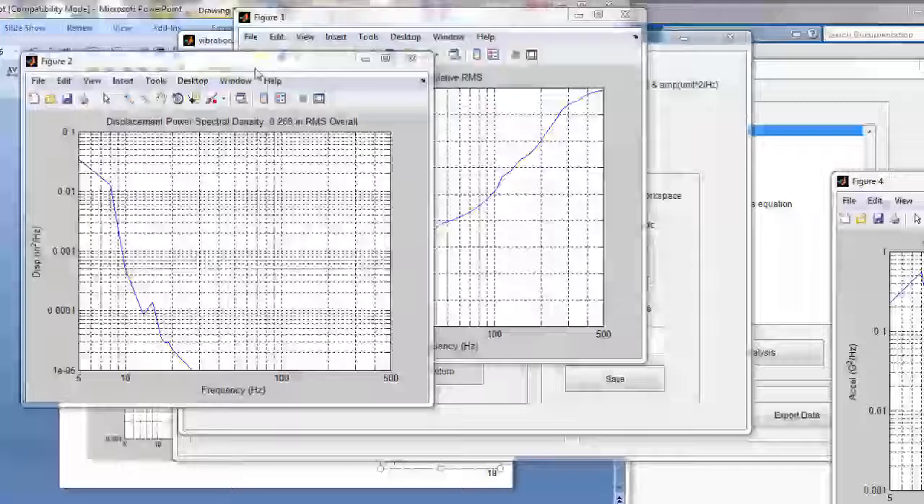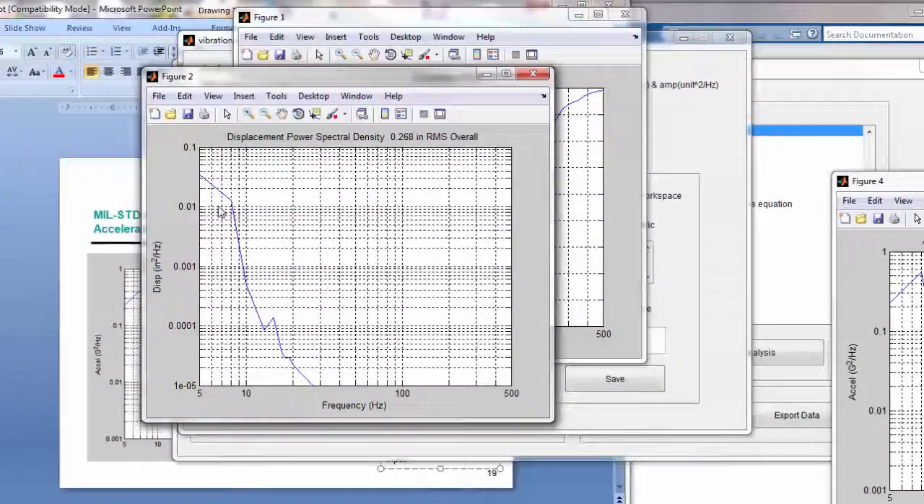Then we go to displacement, and we get even more of an emphasis of the low frequency energy and even more of the high frequency energy being cut off. So this is displacement PSD, inches squared per hertz versus frequency in hertz. Then here's the overall level.